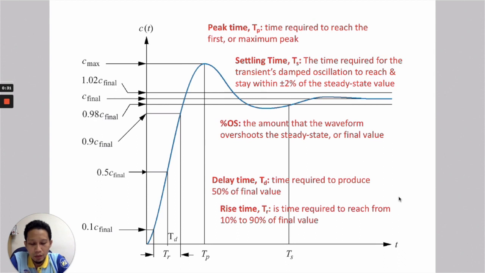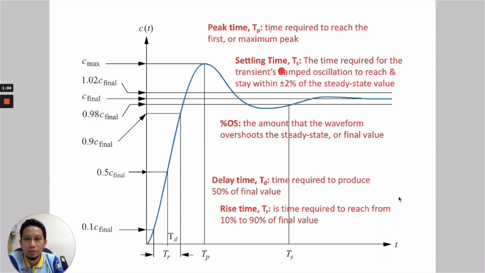For the underdamped, we have peak time, which is the time required to reach the first or maximum peak. So this is the peak of the response. The peak time is from the origin to the time it takes to reach the peak value of the plot here. And then we have the settling time.